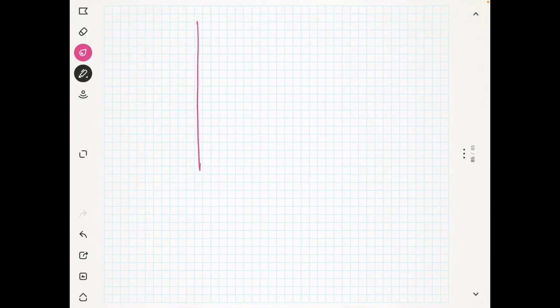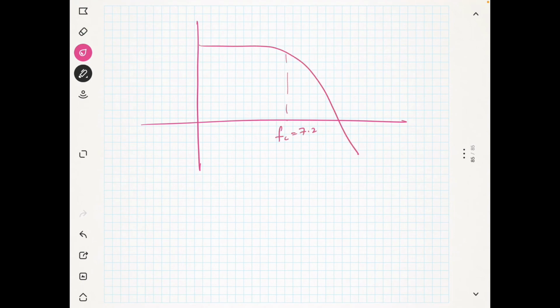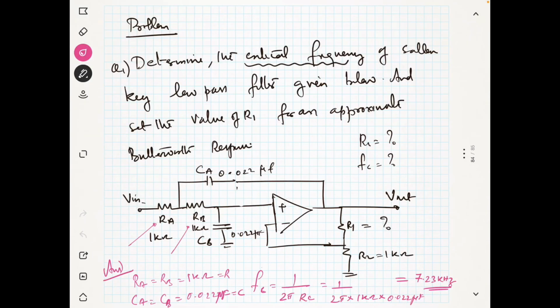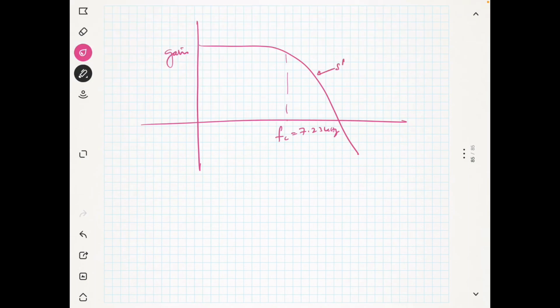So if you draw the response, you will get it like this, and FC is equal to 7.23 kilohertz. This is the gain, and this is a second order filter. So the frequency response will have a slope of minus 40 dB per decade.